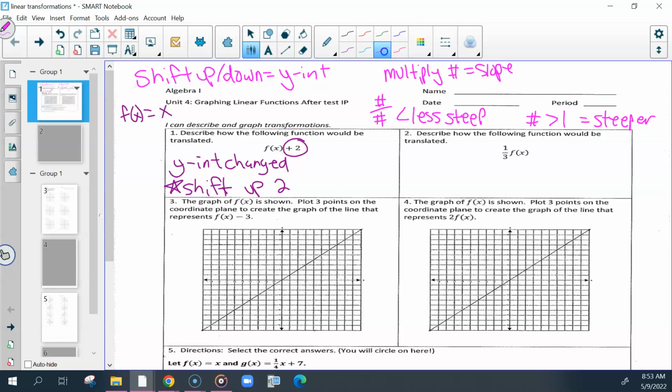So if we're multiplying this 1/3 to our function, our slope is changing, and would that new function be less steep or steeper? Less steep, because it's a fraction, because it's less than 1. You could say it's 1/2 the slope of the original. It could be written different ways.